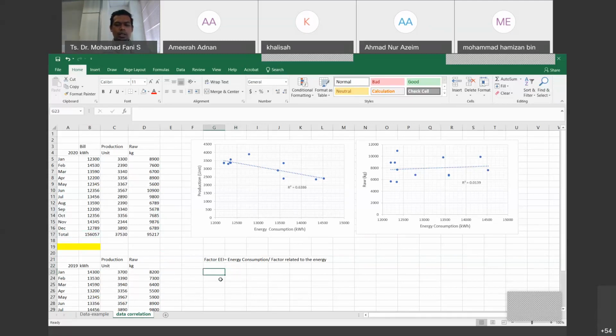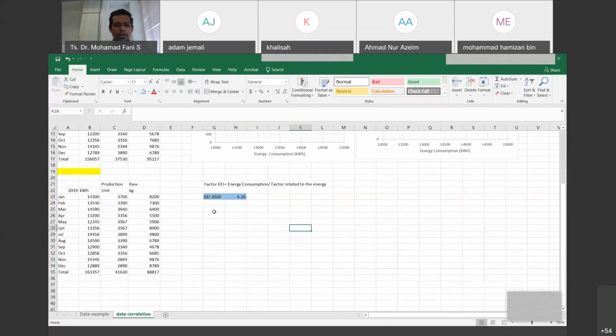So what's the EEI for this factory for 2020? 156,057 over this one, right? Yes. So we get the value for the EEI is 4.16 here. So what's the value for the EEI in 2019?